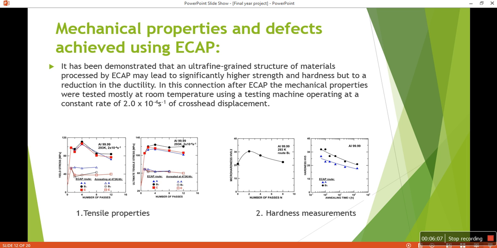After ECAP, two measuring properties come out: one is tensile property and the other is hardness measurement. We can see this by this graph of grain size and hardness.